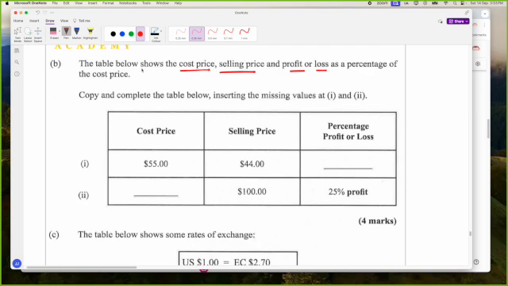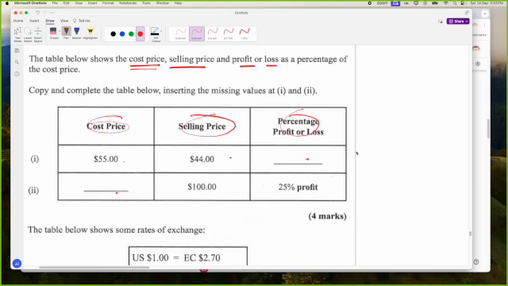All right, the table below shows the cost price, the selling price, the profit or loss. Copy and complete the table. Insert the missing values 1 and 2. So this is the cost price, this is the selling price, which is obviously less than the cost price, so this was a loss percentage. I had to find the percentage profit or loss, not just the profit or loss.